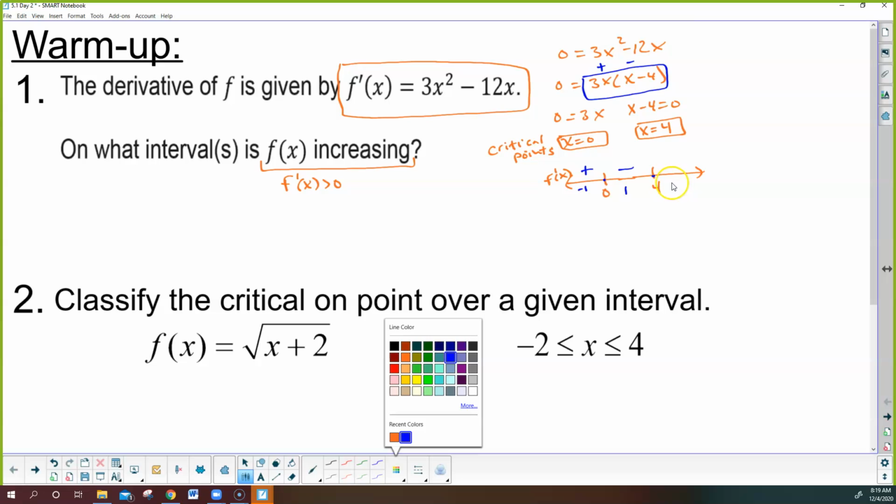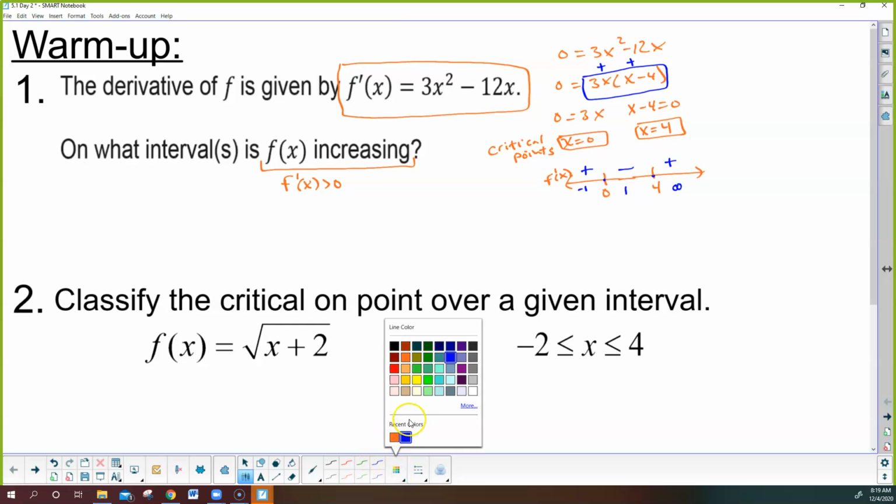And then if I pick a number greater than 4, I like to actually pick infinity. I mean, you could pick 5. I like to think of infinity because then I'm just dealing with signs. If I plug in a positive infinity here, it's going to be positive. If I plug a positive infinity in here, it'll be positive, and a positive times a positive is positive.